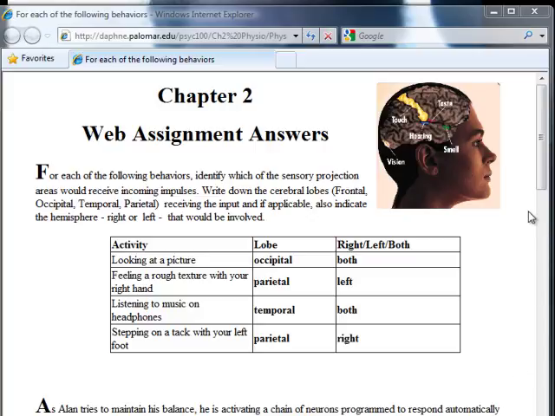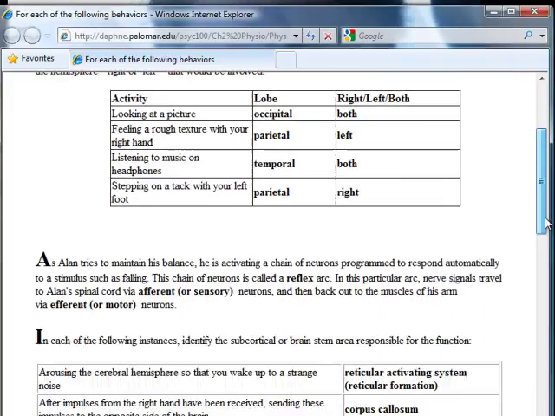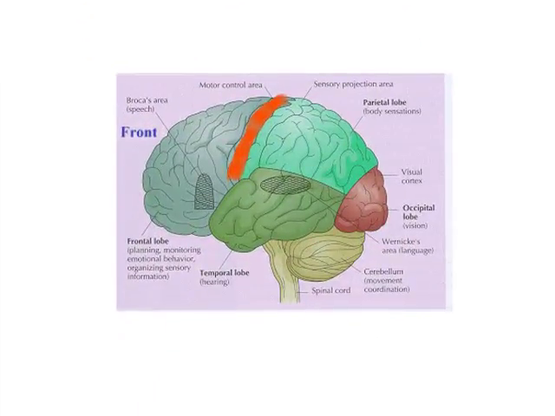And I'm going to start by scrolling down so I can bring this image into view. This is the brain, looking at it from the left side. So we're looking at the left hemisphere. And so here, this is the front. So here we have the frontal lobe up here, the parietal lobe at the top, temporal lobe at the side of the head, and in the back we have the occipital lobe.